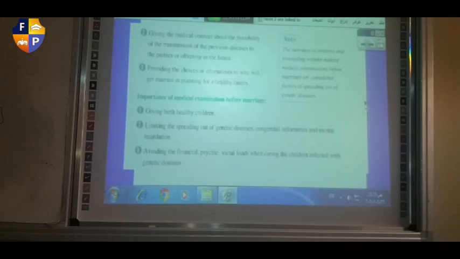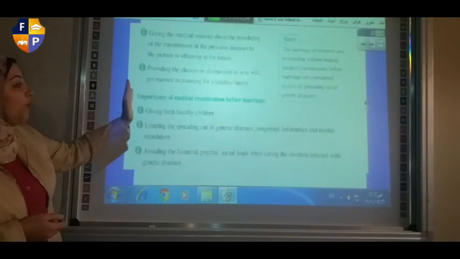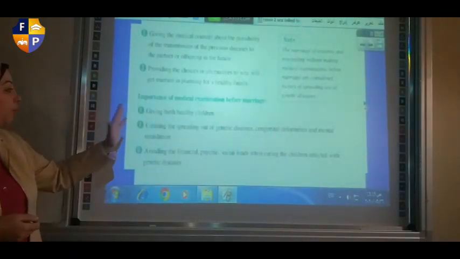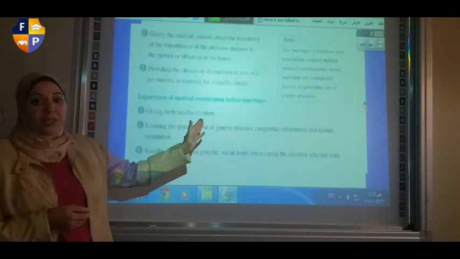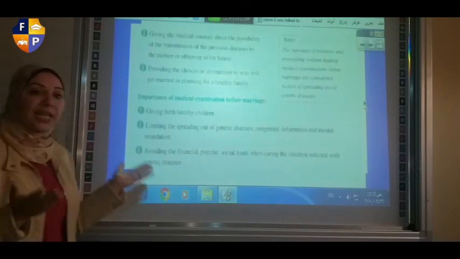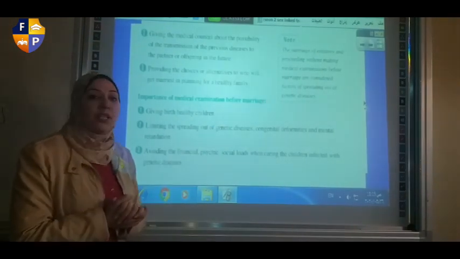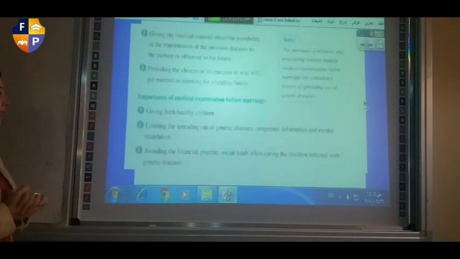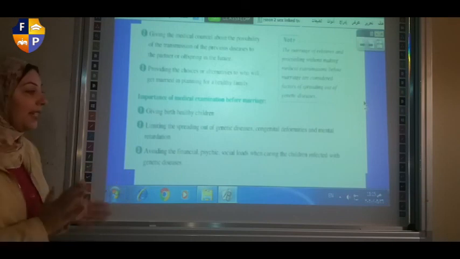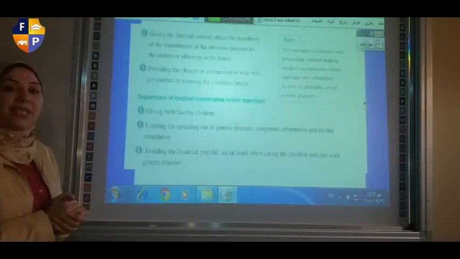And now, what is the importance of medical examination before marriage? We make a medical examination before marriage to give healthy children, and limit the spreading of genetic diseases and congenital deformation or mental retardation, and also avoid the financial, psychological and social load when carrying children infected with genetic diseases.